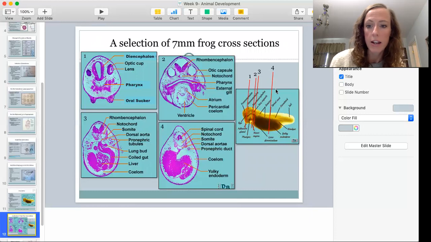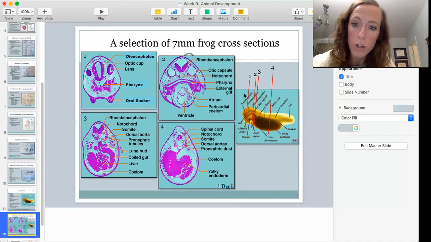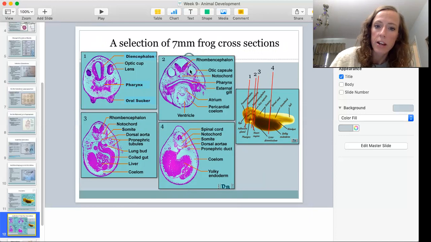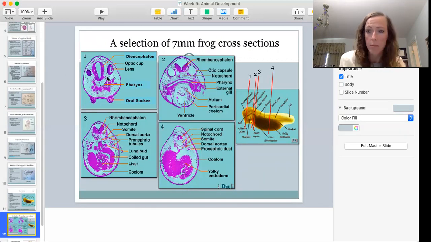So these are cross sections. This is the sagittal picture that I showed you. The red lines that I'm showing through different points from the head to the tail correspond roughly to the pictures that I have here in cross section. If you were to cut the organism along line number 1 here and then look at the cut side, this is what you should expect to see. So you want to be able to identify different anatomy in both sagittal and cross section.